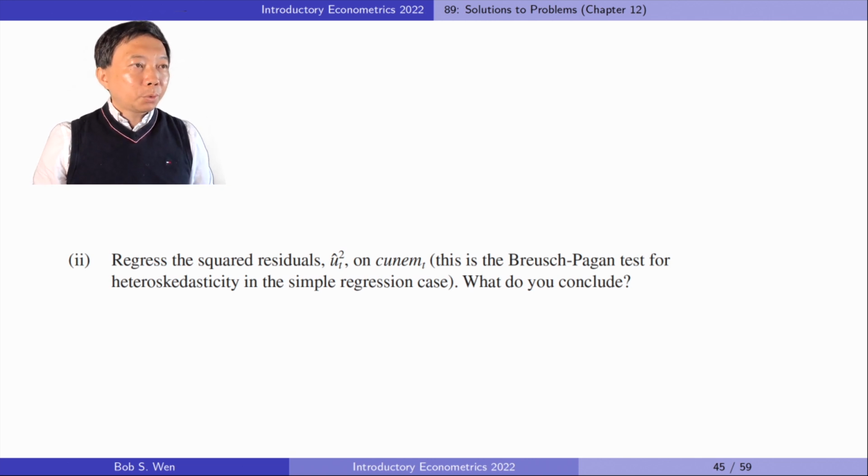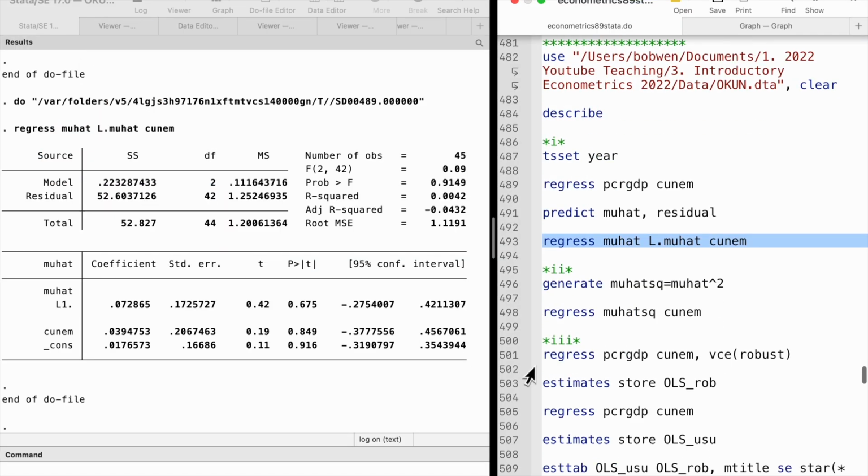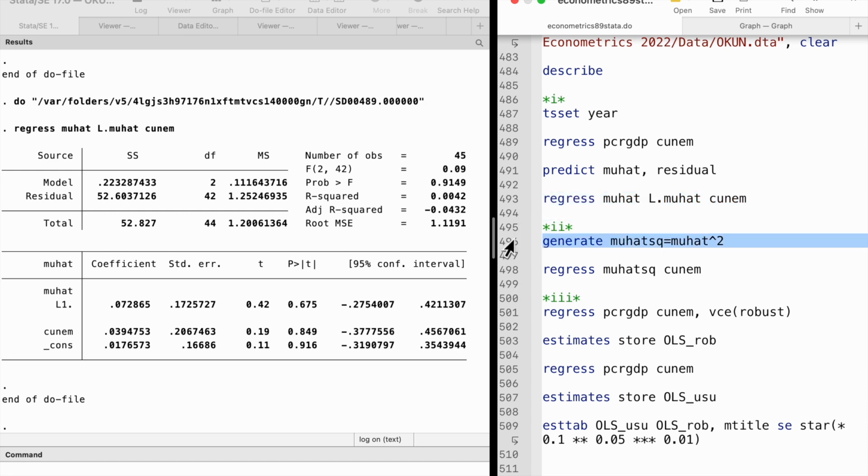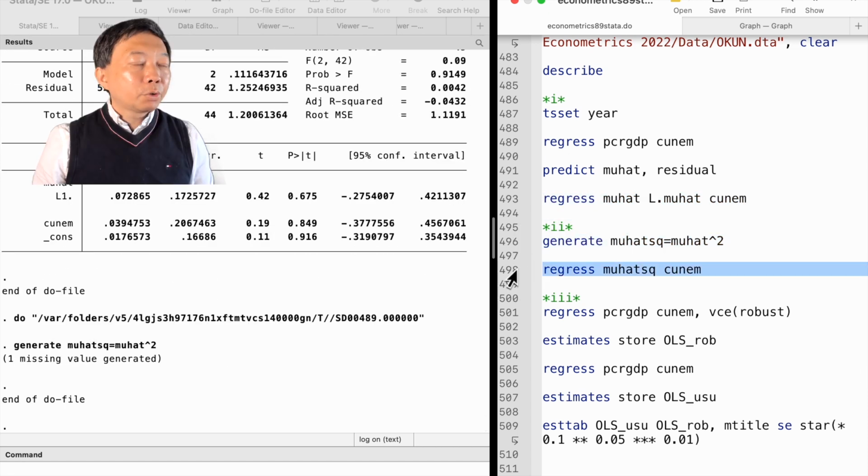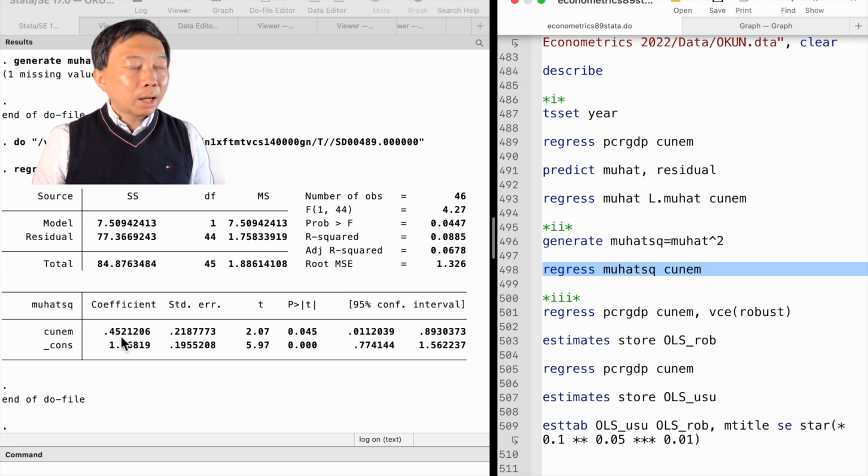In part 2, regress the squared residuals on unemployment change. What do you conclude? We regress squared residuals on unemployment change and find that the slope estimate is statistically significant at the 5% level. There is evidence of heteroscedasticity in the errors of the original model. The error variance increases with the unemployment change.